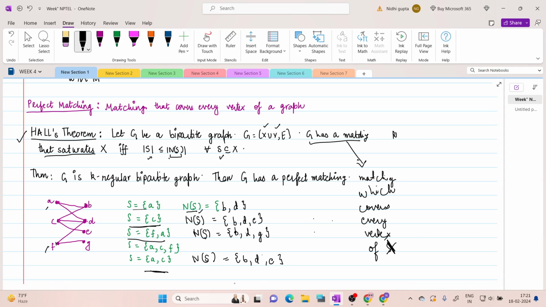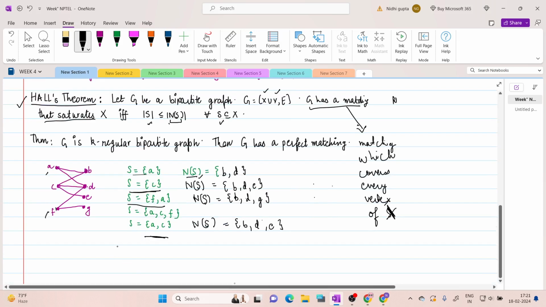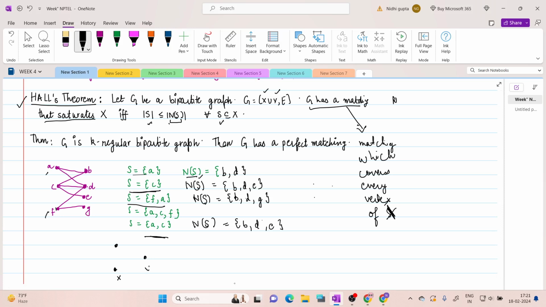So Hall's theorem is saying that, first of all, you see one side of this theorem is very easy. Suppose we have this bipartite graph with sides X and Y, and I take my S to be {A, B}. In this case, the neighbor of S is 1 vertex, which is just C. So we see that the order of S is greater than the order of neighbors of S. So this is violating the condition. Can this graph have a matching that saturates X?